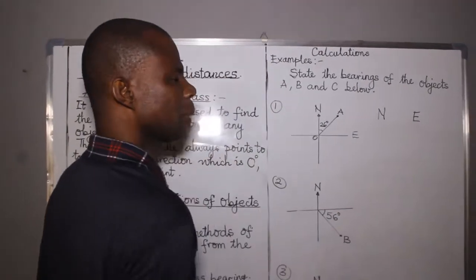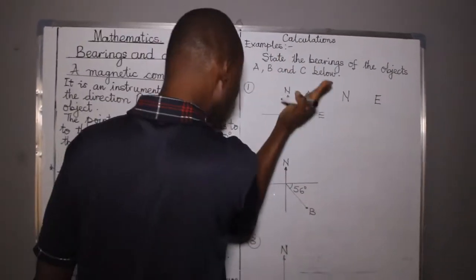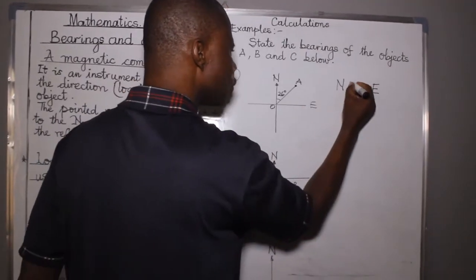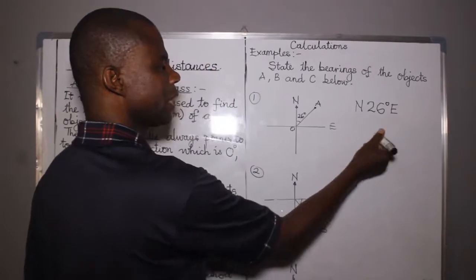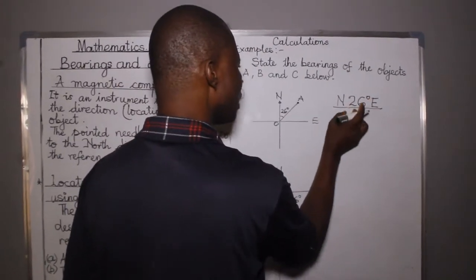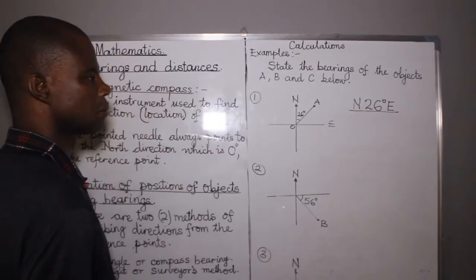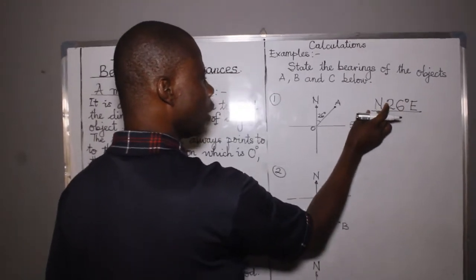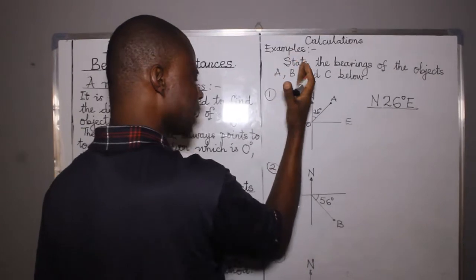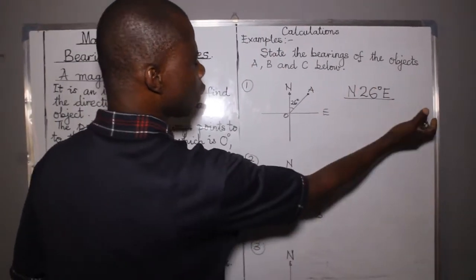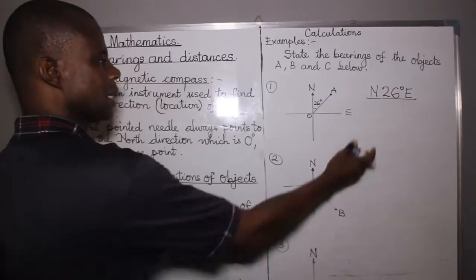Now, what is the angle of the bearing? We are starting from north, moving down. And what angle is that? 26. So how do you read this? 26 degrees northeast. So it's between the northeast and it's 26 degrees starting from the north. We don't write east north. No. And this is our answer.